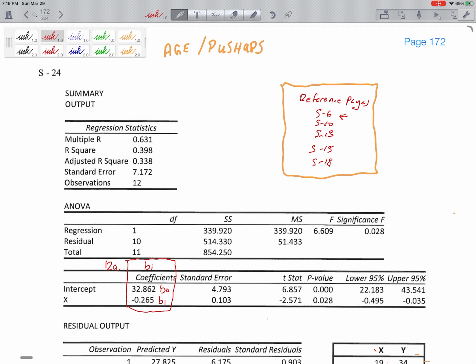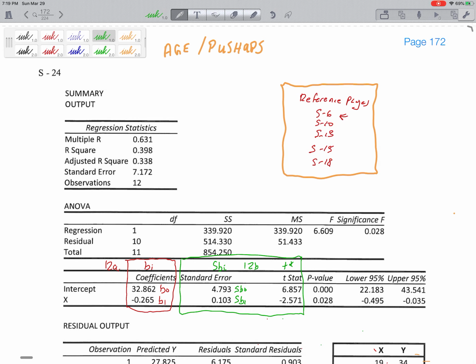So that was 12a. Now 12b says find the SB0, SB1, and the t star values. So that's these guys right here. These are the SB values, and these are the t star values. So this is SB naught, 4.793, and this is SB1, 0.103.